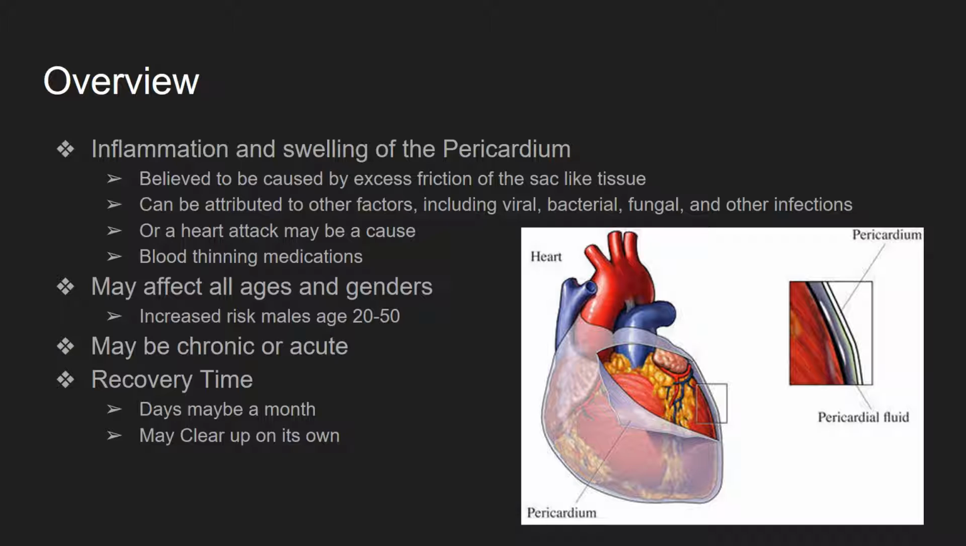Recovery time is actually pretty quick. It typically goes away on its own, so it could be days, maybe even a month, and like I said, it just clears up on its own. Maybe some drugs might help.